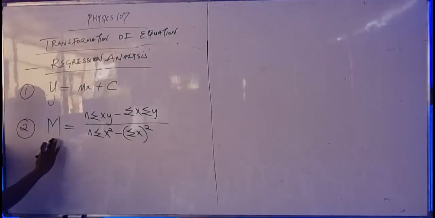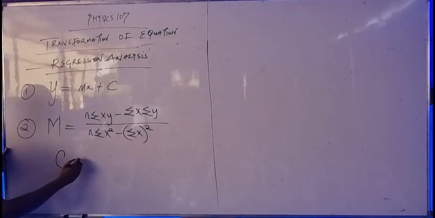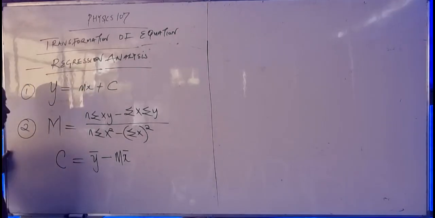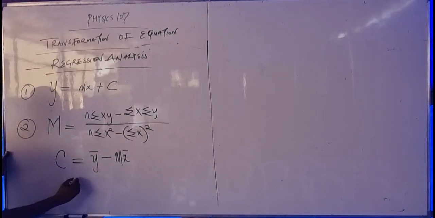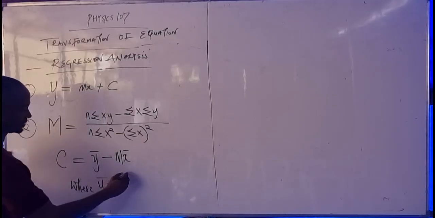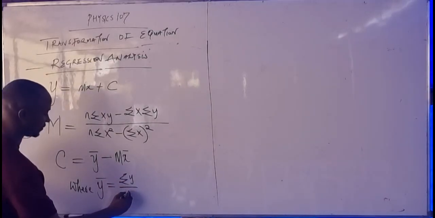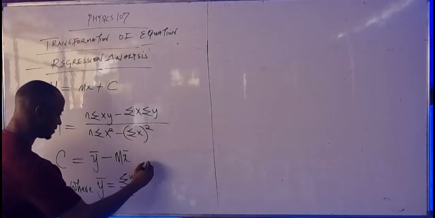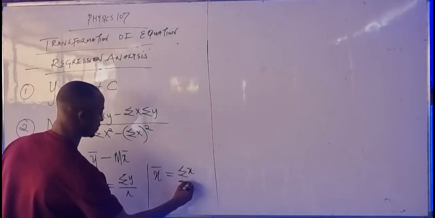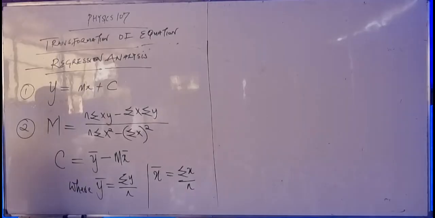Then the value of c is equal to y bar minus m x bar, where y bar is equal to the sum of y over n, and x bar is equal to the sum of x over n. Let's put this down.